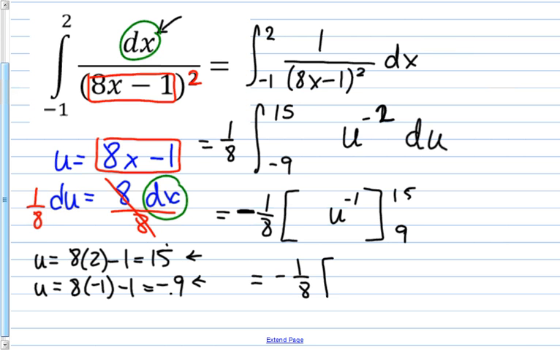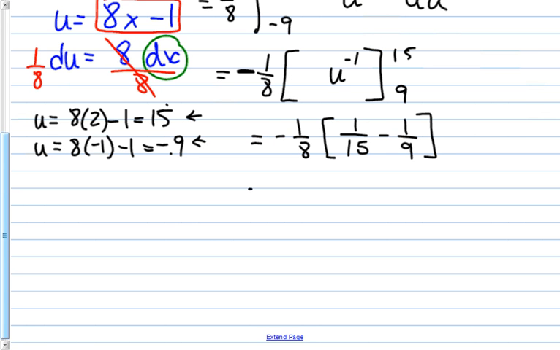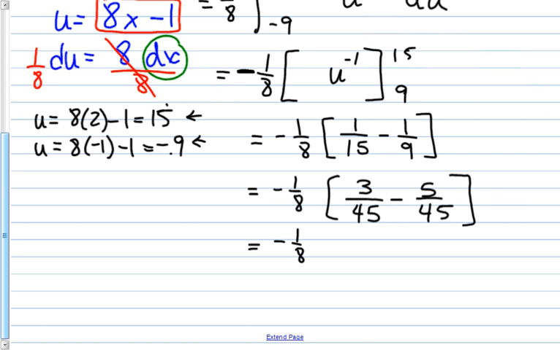Okay, so negative 1/8. Plug in the 15. So basically 1 over 15 minus 1 over 9. Alrighty, let's see. 15 and 9, they have the number 45 in common. So 1 over 15 becomes 3 over 45, and 1 over 9 becomes 5 over 45. And by changing that one little number, these numbers got really nice. 3 minus 5 is negative 2 over 45.